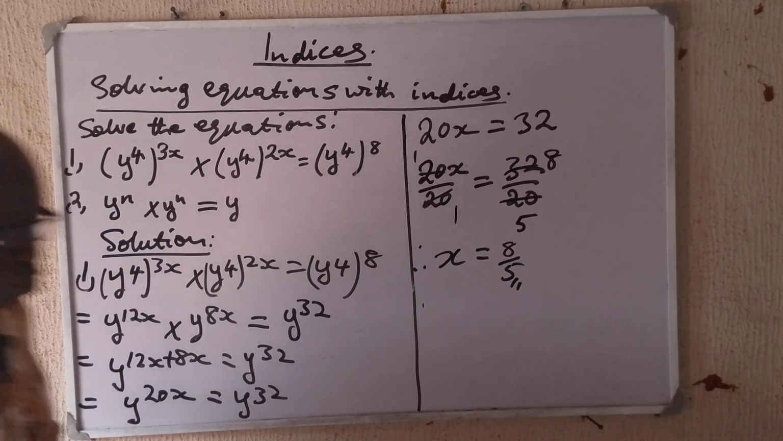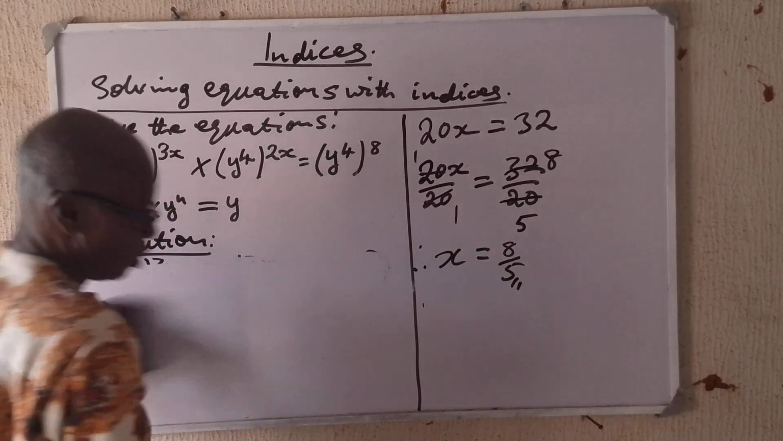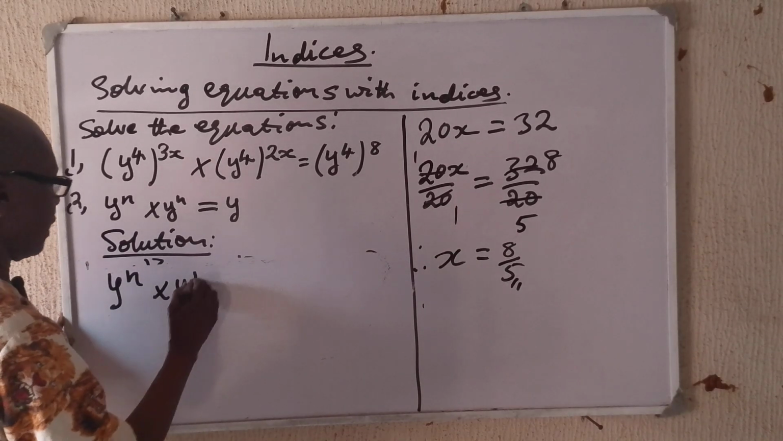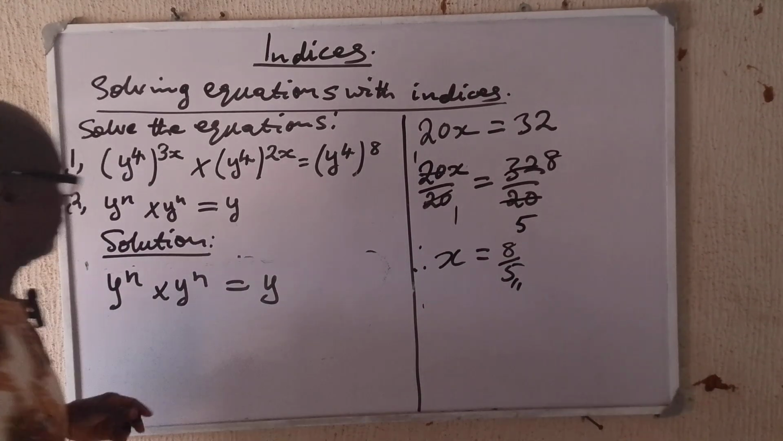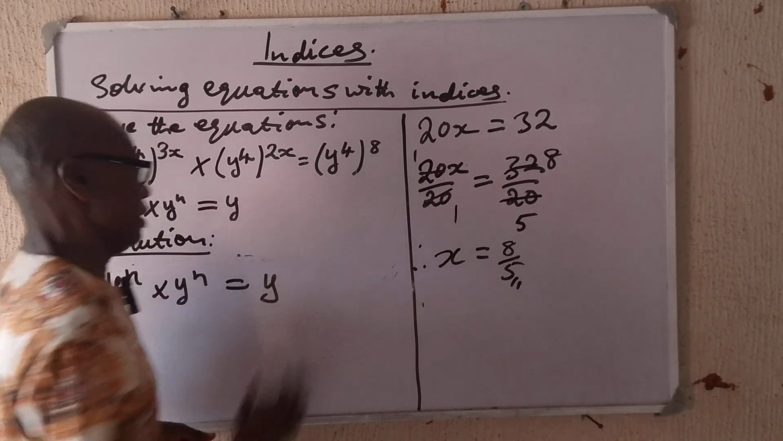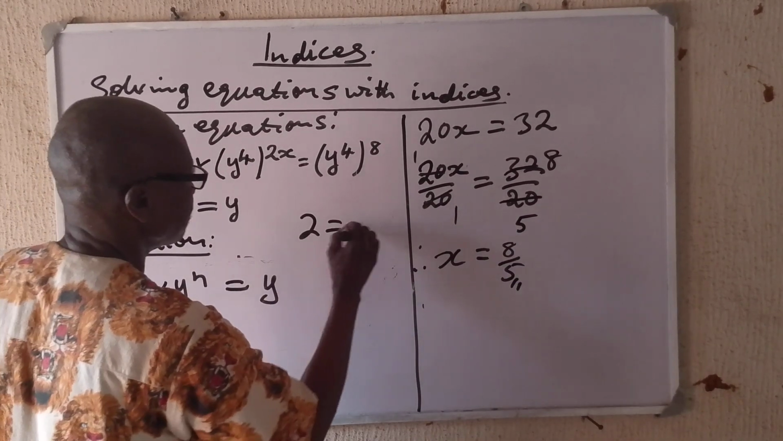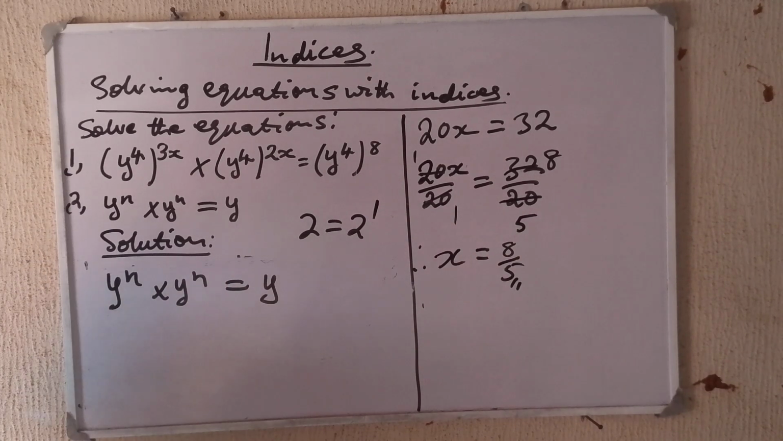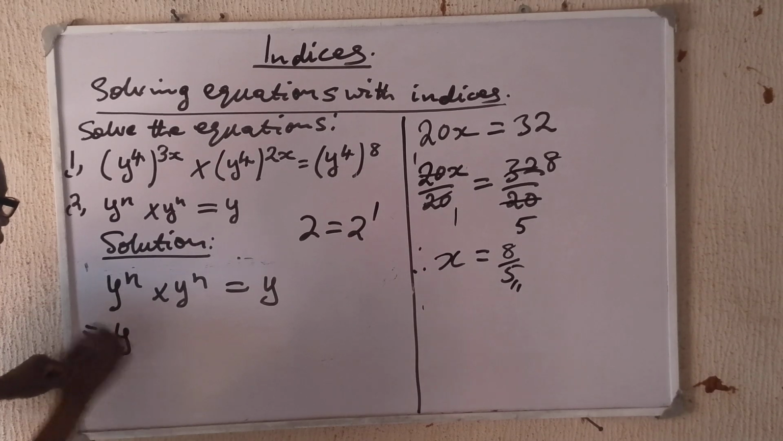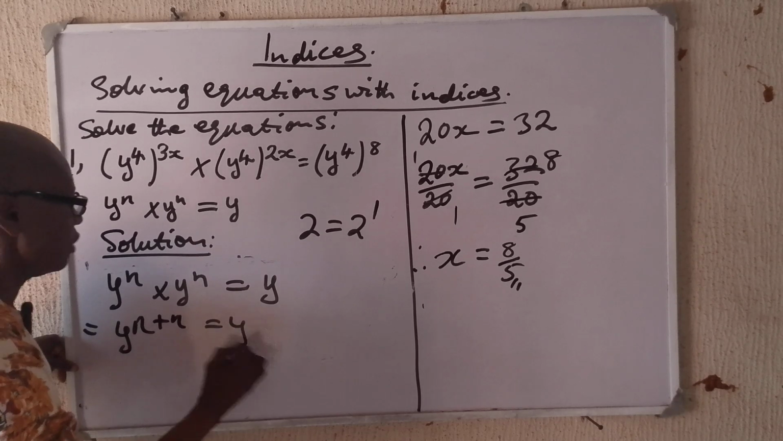We are now going over to number 2 quickly. In number 2, we have y^n times y^n, which is equal to y. And we know that if we have any number without any power, it means that number is raised to the power 1. For instance, 2 is the same thing as 2 raised to the power 1. So applying that knowledge, we continue by having y^(n+n) equal to y^1.